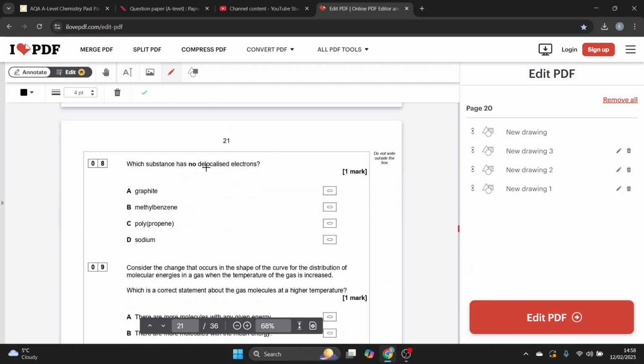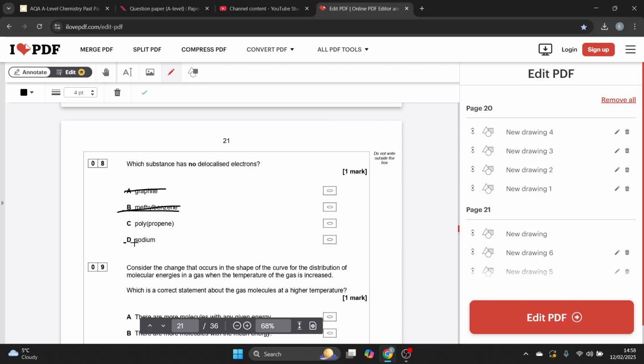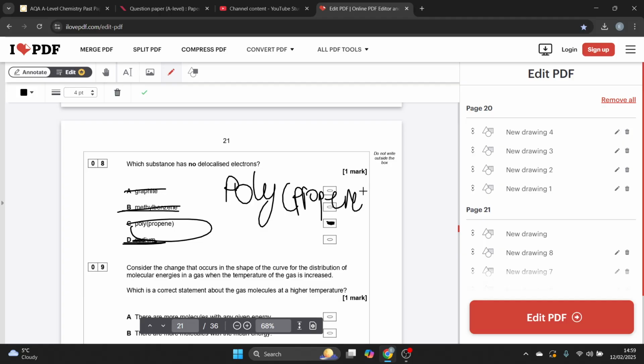Which substance has no delocalized electrons? Graphite definitely does. Methylbenzene, the benzene, so it does. Sodium does too, because it has positive ions and delocalized electrons. So therefore, it must be C, polypropene. Polypropene is a substance which has no delocalized electrons.